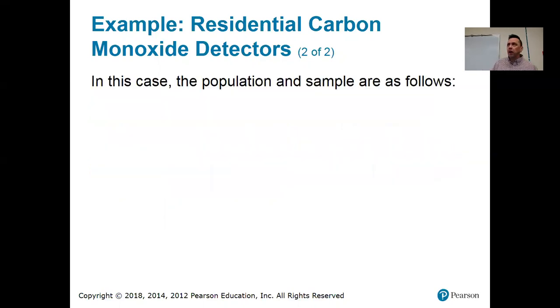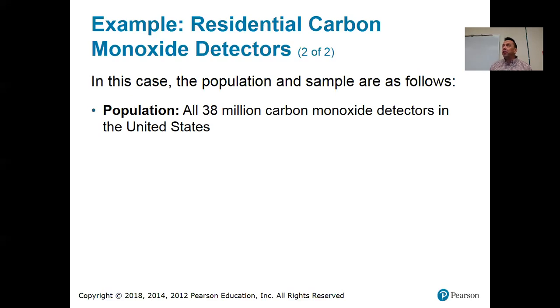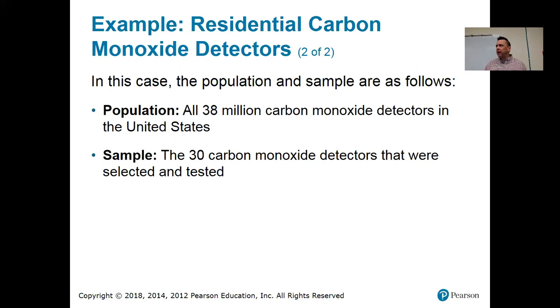Okay, so let's talk about what is the population in this scenario and what's the sample. The population would be all 38 million carbon monoxide detectors. Okay? So this is the perfect example where it is not practical or even possible to figure out how many of the 38 million carbon monoxide detectors work. I just can't do that. So instead, I pick a random sample of 30, and by the way, 30 is a very, very small sample. We could probably do better than 30, but it is an example of a sample. The sample would be the 30 carbon monoxide detectors that were selected and tested.